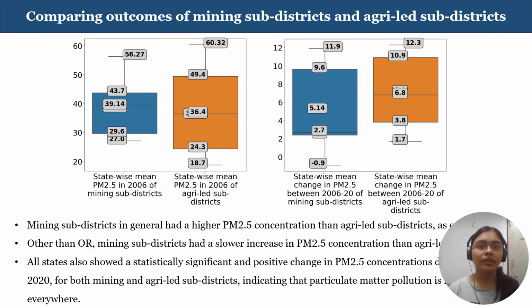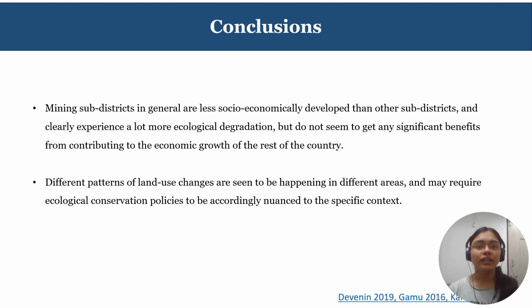Mining and agri-led sub-districts across all states showed significant positive change in PM2.5 concentration, indicating that concentration is increasing everywhere. Other than Orissa, the mining sub-districts saw a smaller increase in PM2.5 concentration than agri-led sub-districts. Possibly due to increasing urbanization, pollution is worsening everywhere. From our study, we conclude that despite the economic growth that the mining sector provides to the country, the local population does not directly benefit from it.